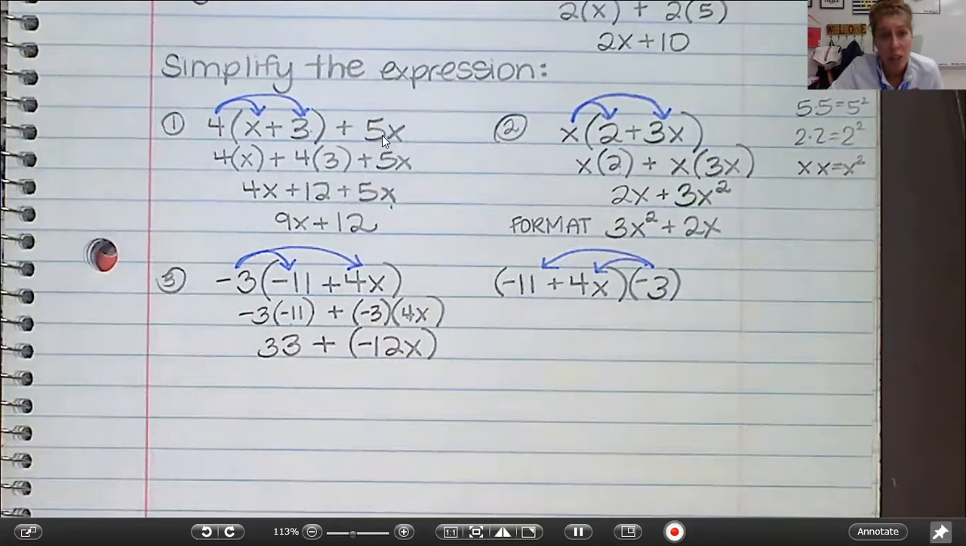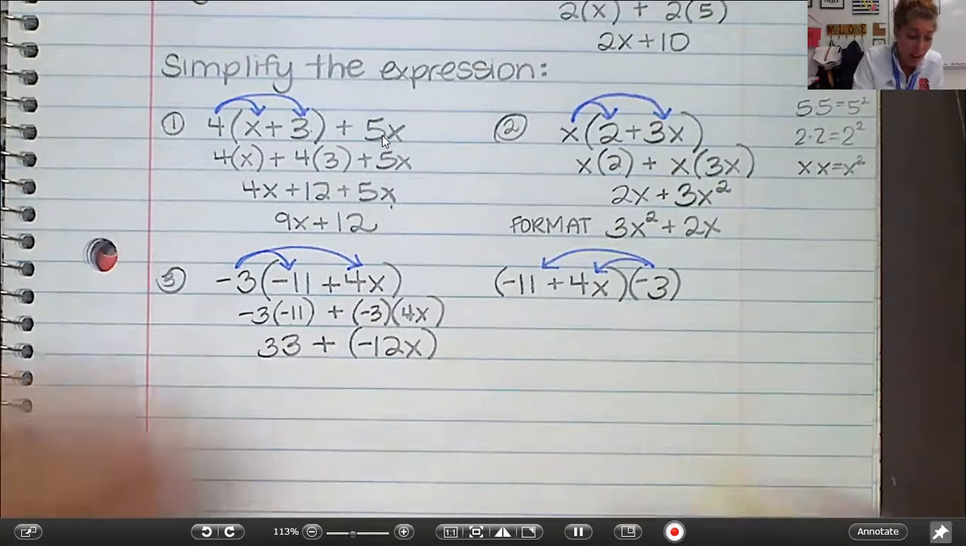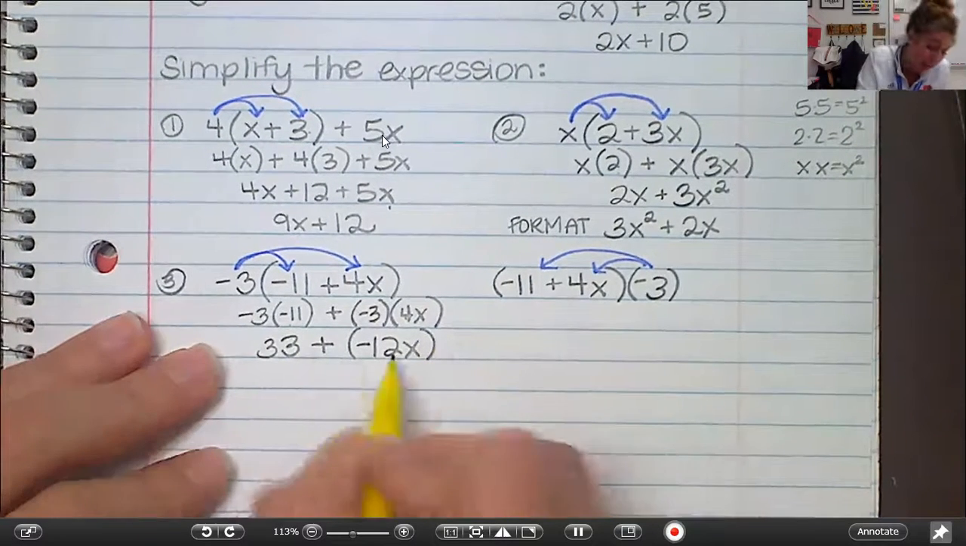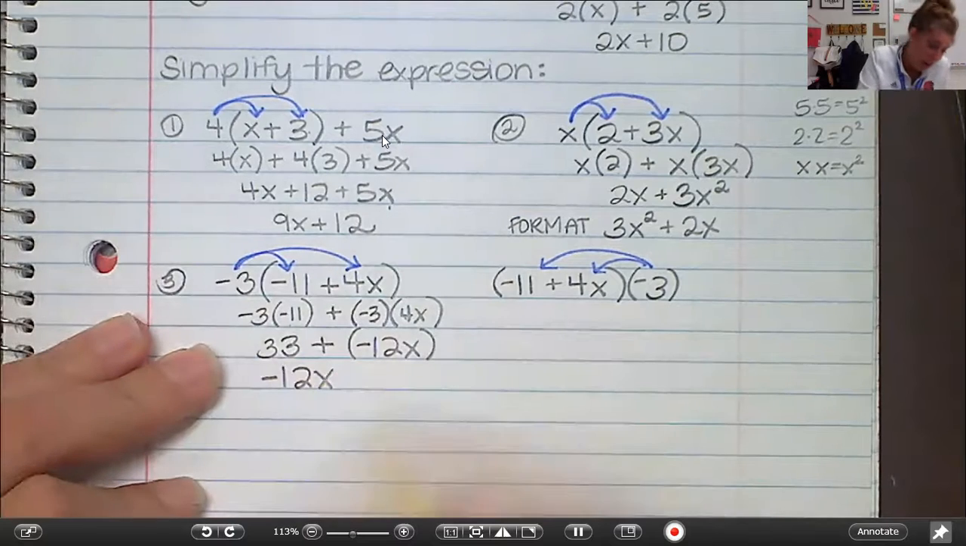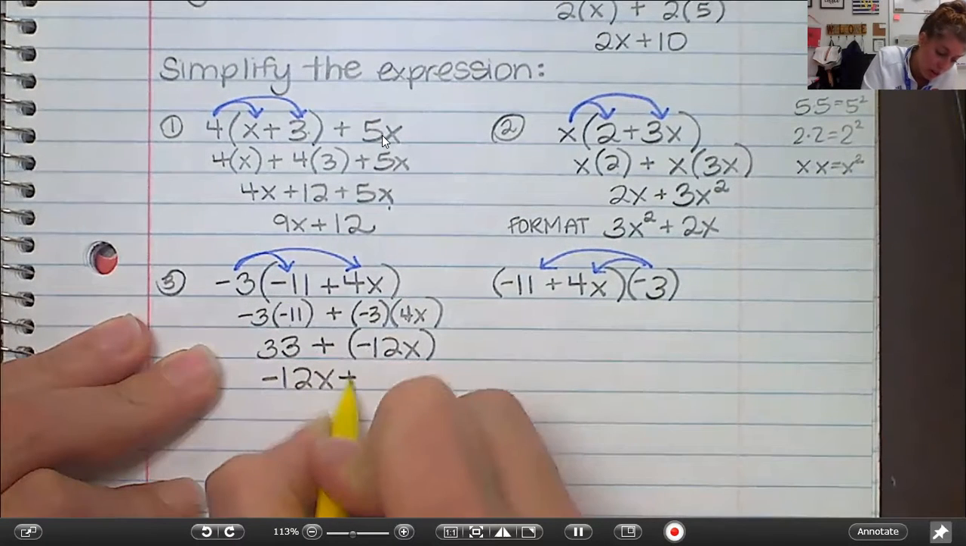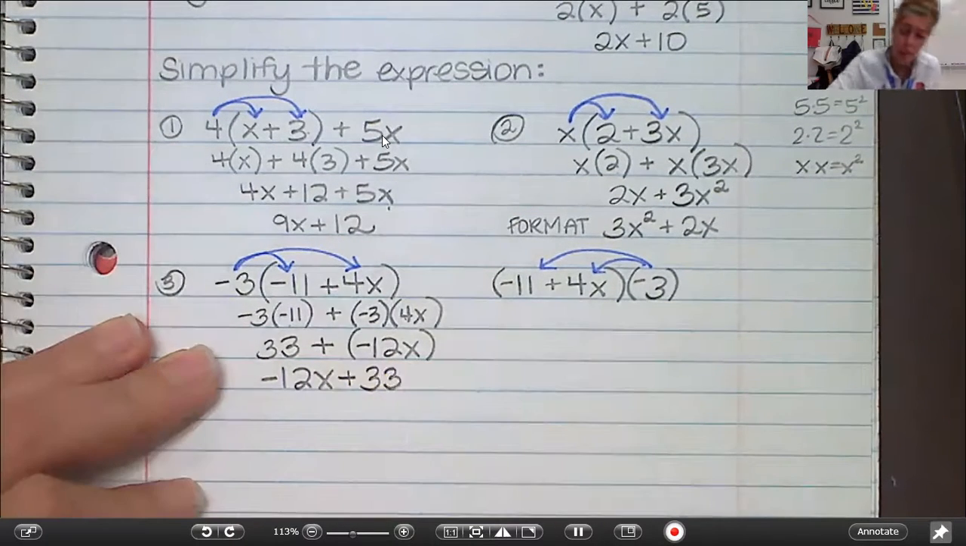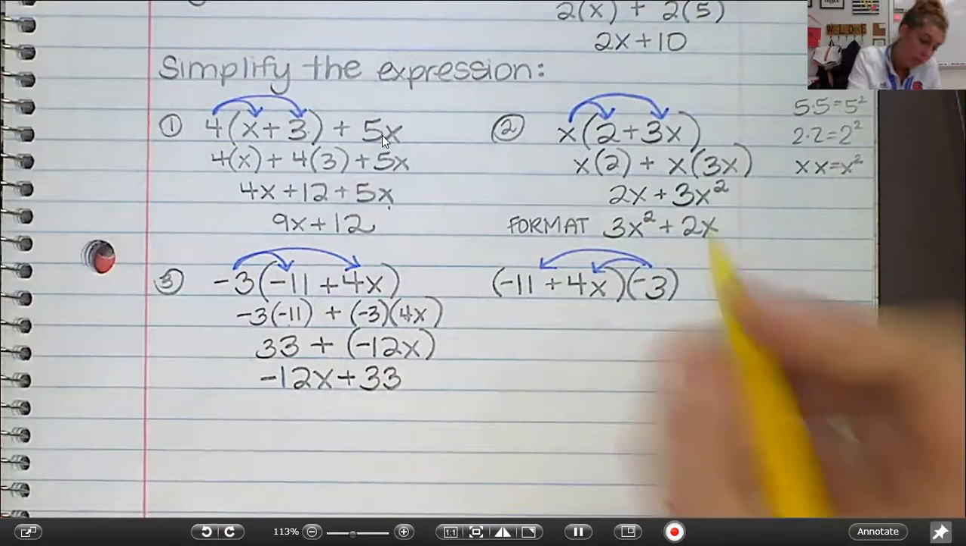And then I'm just going to make sure that I like the order that my terms are in. In this case, I don't. I want that x term first, -12x. And I have my positive 33 that I'm going to put behind that. Okay.